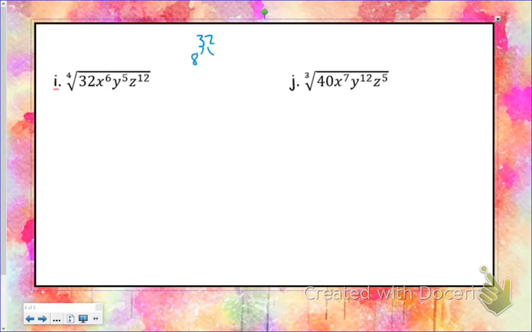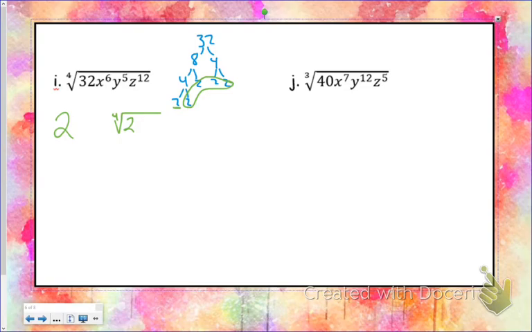So I'm going to break down 32 into all of its prime factors. I just keep going until I'm down to all prime numbers at the bottom. Okay, so I'm left with all 2's at the bottom. Because this is a 4th root, I'm looking for any sets of 4. So there are 1, 2, 3, 4 2's at the bottom. So 2 is going to be on the outside. Then left on the inside, I'm still going to have a 2.